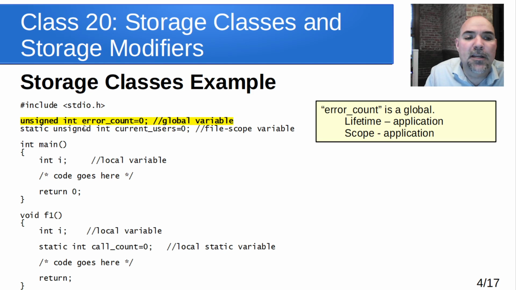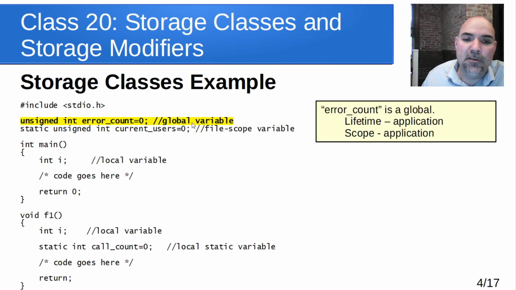First off, this line up here, I have this unsigned int called ErrorCount. Notice that it is declared outside of a function. It's declared up here on its own. That makes it a global variable. A global variable has a lifetime of what we would call application lifetime, meaning that since it's a global, it'll hold on to its value as long as the application is running. When the application ends, that's the only time that variable will go away and stop holding that value.